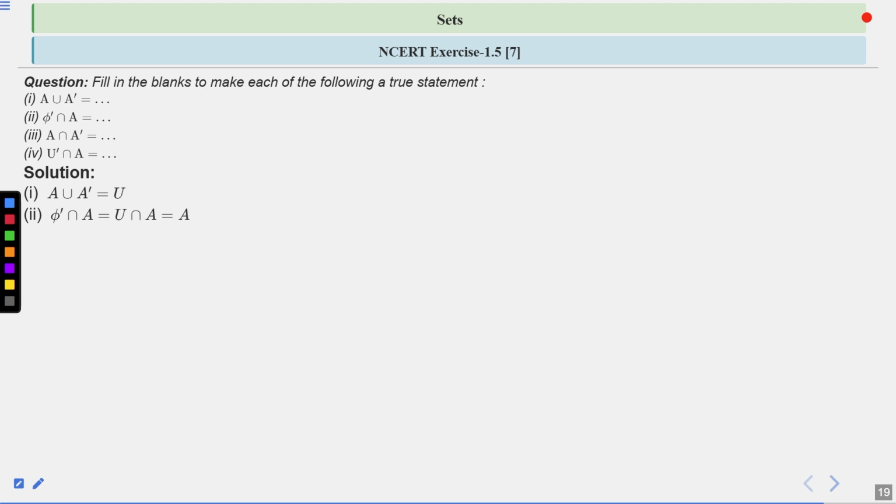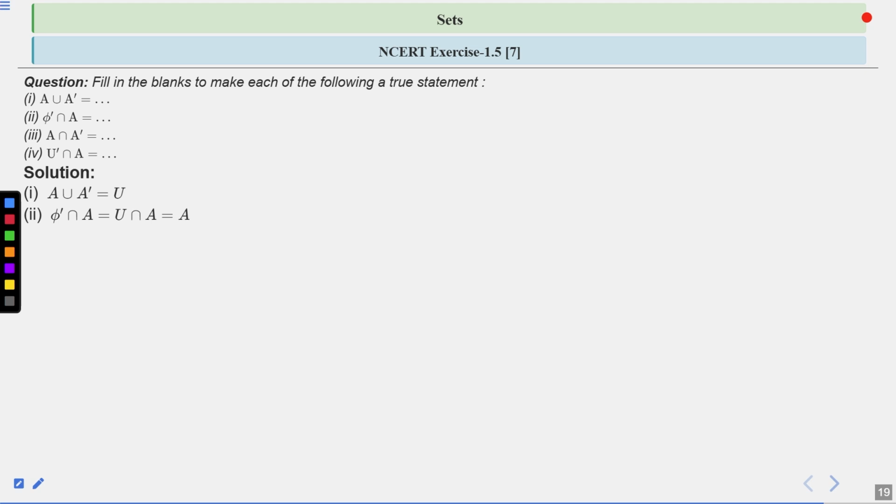Quite simple. From a Venn diagram, if this is your A, then outside the circle A will be the complete A complement. So if you union both A and A complement, the complete set will be the universal set itself, represented by this rectangle.